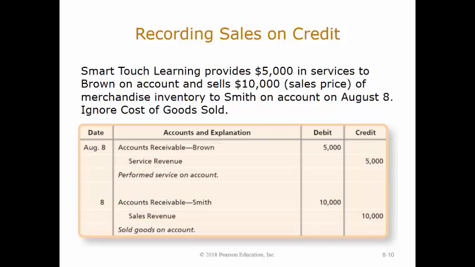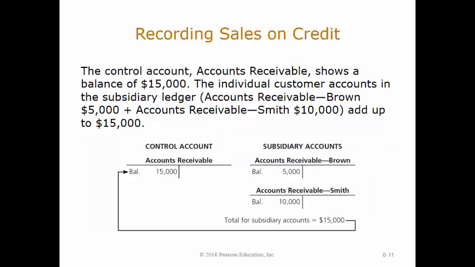The revenue is recorded, and we've ignored cost of goods sold. These separate customer accounts receivable, for example, accounts receivable Brown, are called subsidiary accounts. The sum of all balances in subsidiary accounts receivable equals a control account balance. It is obviously impractical to include each individual accounts receivable on the balance sheet. A control account, accounts receivable, is maintained to represent the total of all the individual subsidiary accounts.